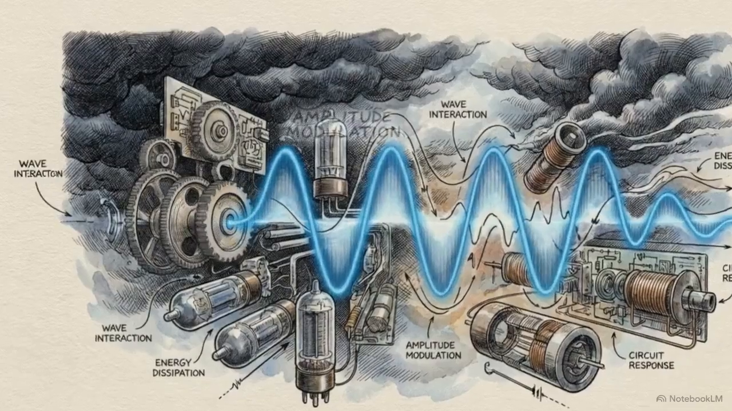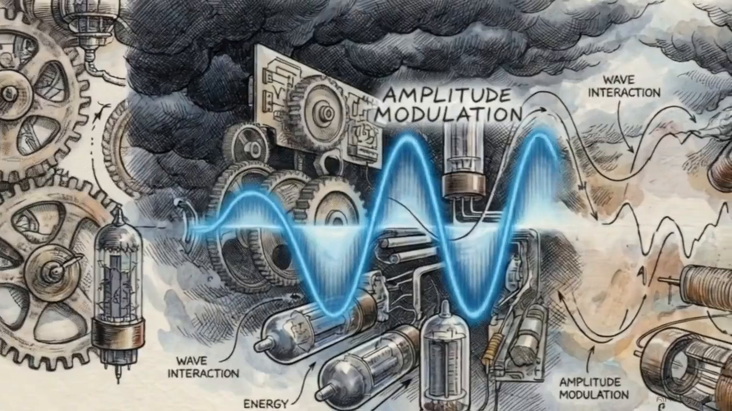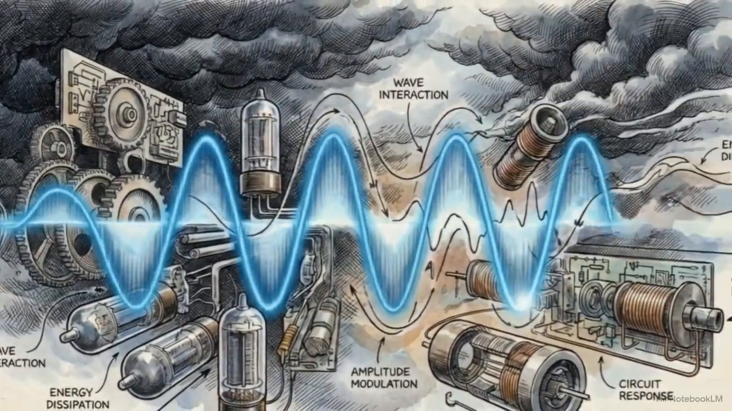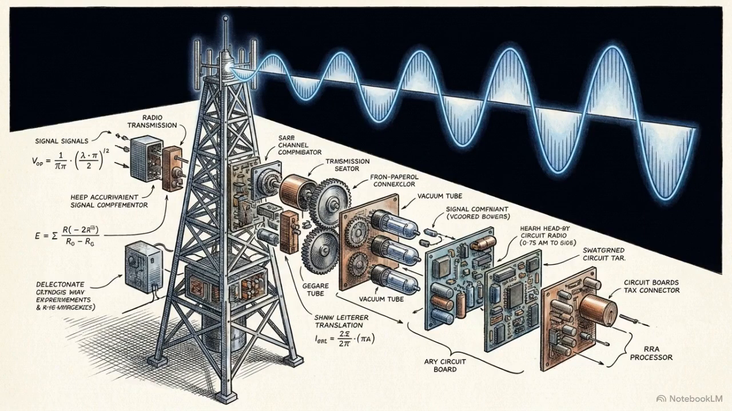Every radio receiver performs one essential function. It extracts a low-frequency information signal, known as the baseband, from a high-frequency carrier wave, VC. But that carrier wave doesn't travel through a vacuum.